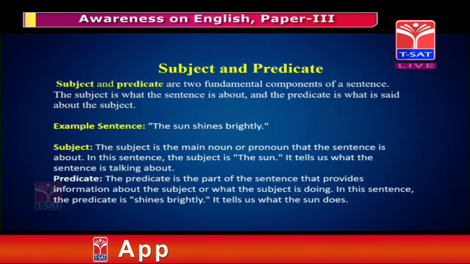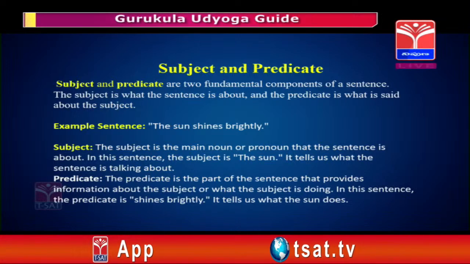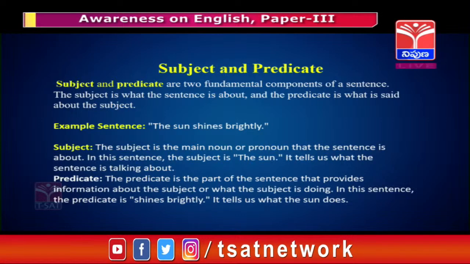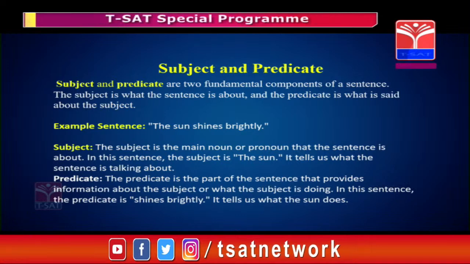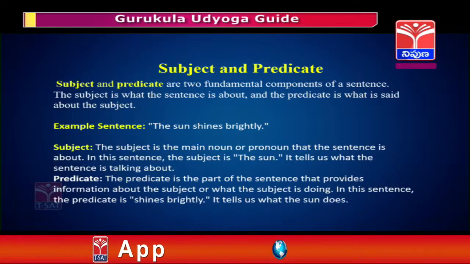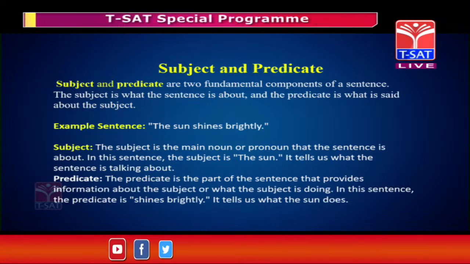Any sentence is a combination of subject and predicate. The subject, the noun of a particular sentence, is called a subject. So here, the sun shines brightly. If you take this example, the sun is the subject of it, and shines brightly. What action is the sun doing? It is shining brightly. So this is called our predicate.